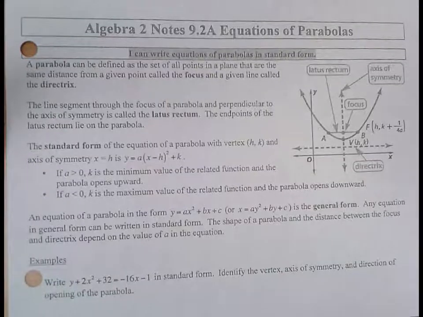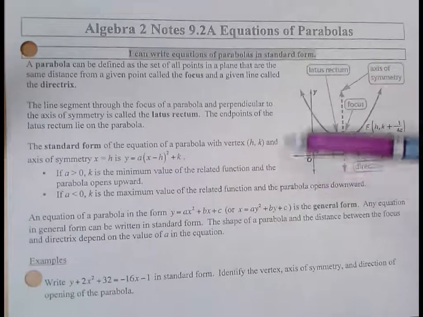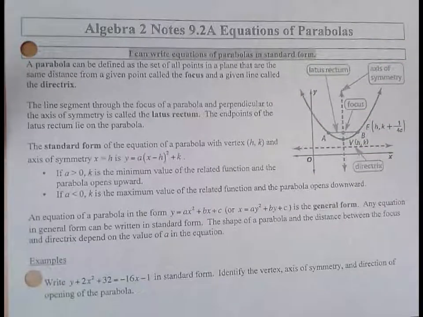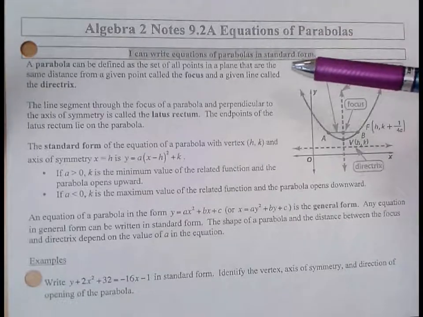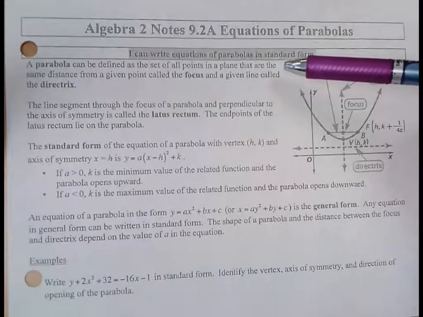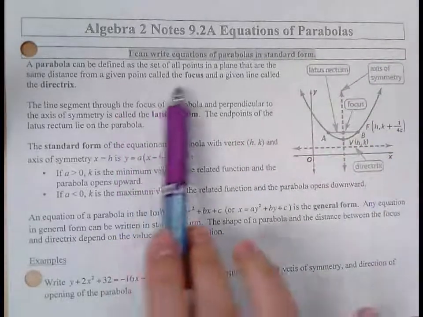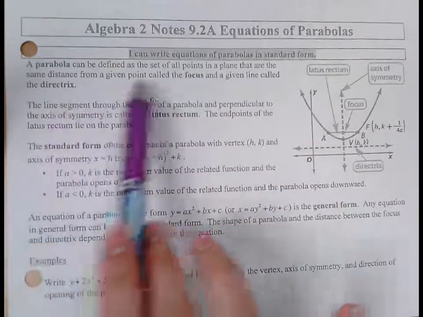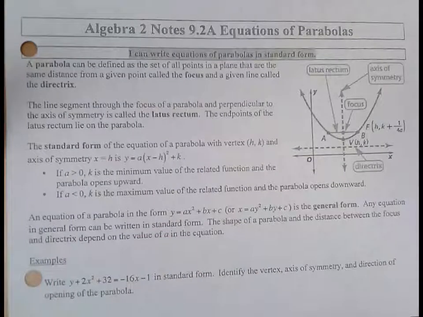Equations of parabolas. So it says at the top, I'm just going to go through this key information, and there's a graph with some characteristics of parabolas labeled there for you. So a parabola in this chapter is defined to be the set of all points in a plane that are the same distance from a given point called the focus and a given line called the directrix. So focus and directrix were two characteristics of parabolas we did not talk about with quadratic functions.